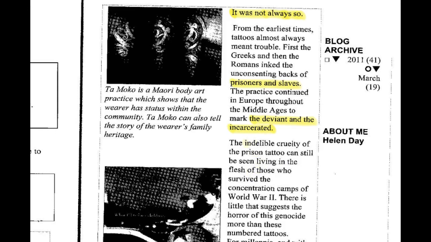The indelible cruelty of the prison tattoo can still be seen living in the flesh of those who survived the concentration camps of World War II. There is little that suggests the horror of this genocide more than those numbered tattoos.